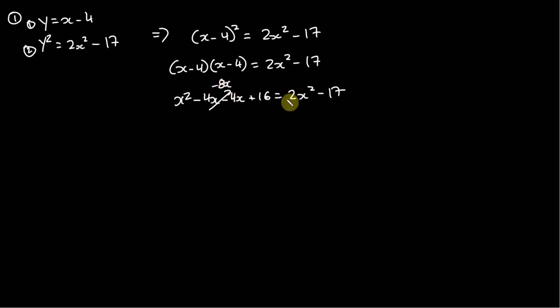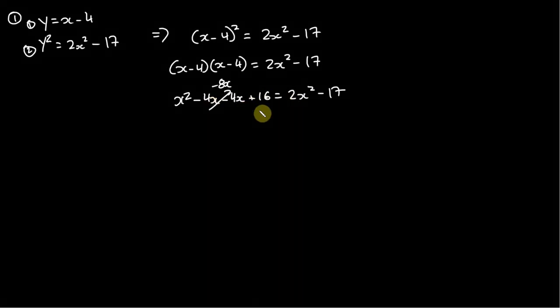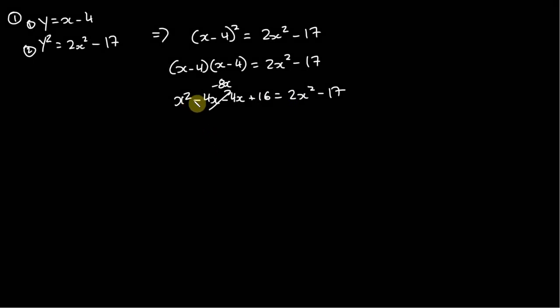Now the best way to arrange this would be to subtract x squared from both sides, add 8x to both sides, and subtract 16 from both sides. It's just going to rearrange it, in other words. If you have 2x squared and you subtract an x squared, you're left with x squared plus 8x. And then minus 17 minus 16, that's going to be minus 33.